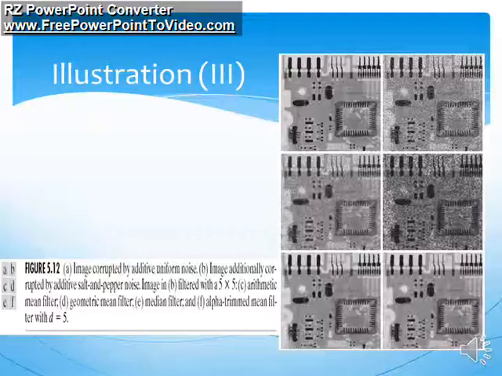Now this is filtered with a 5x5 filter, and in C an arithmetic mean filter has been used. For the D image, that means the fourth image, the geometric mean filter has been used. For the fifth image, the median filter has been used, and for the last one, the alpha-trimmed mean filter with d equals 5 has been used. So you can see the quality of the last two images is much better than the previous ones, and the last image is mostly similar to the input image. So all the images can be described and seen very clearly.